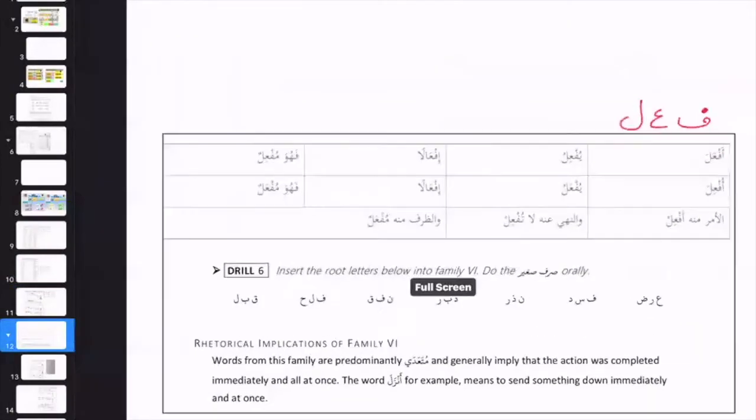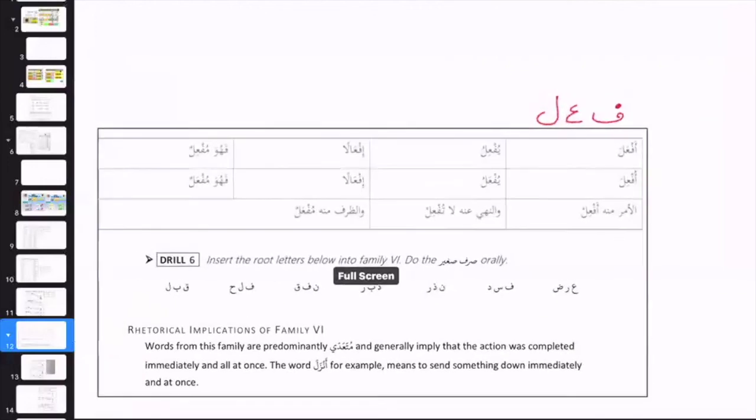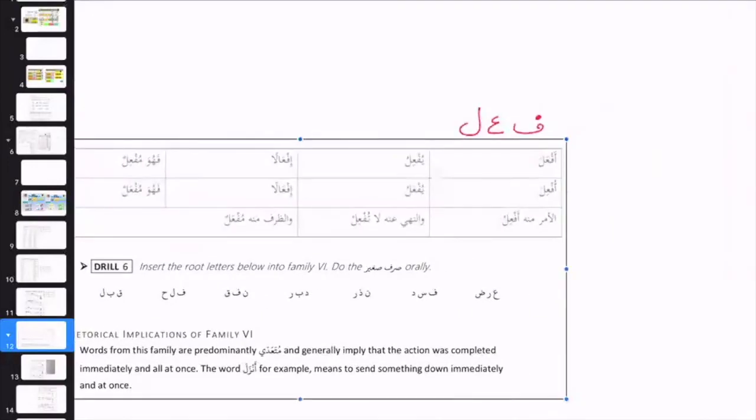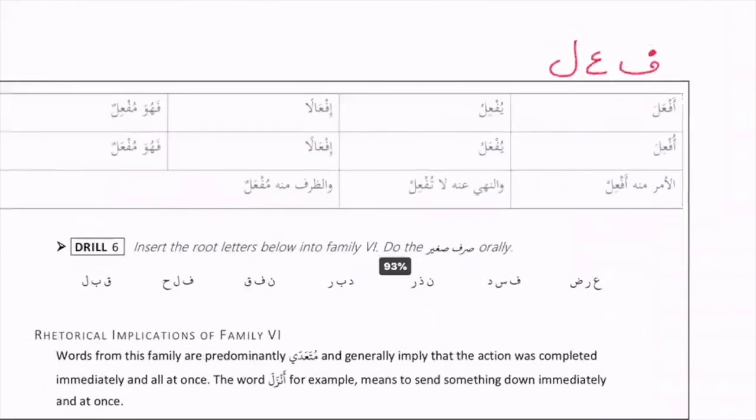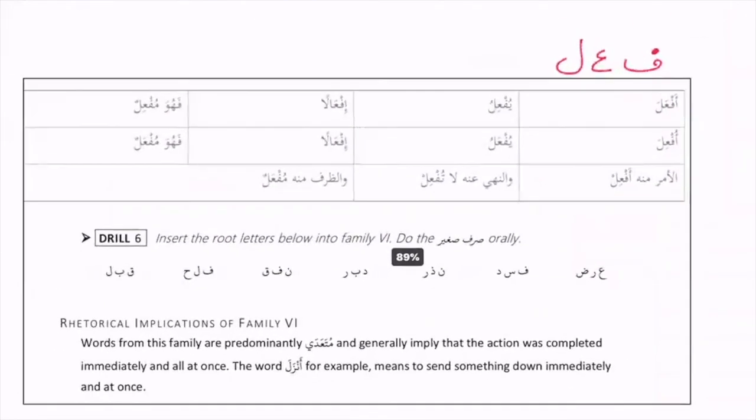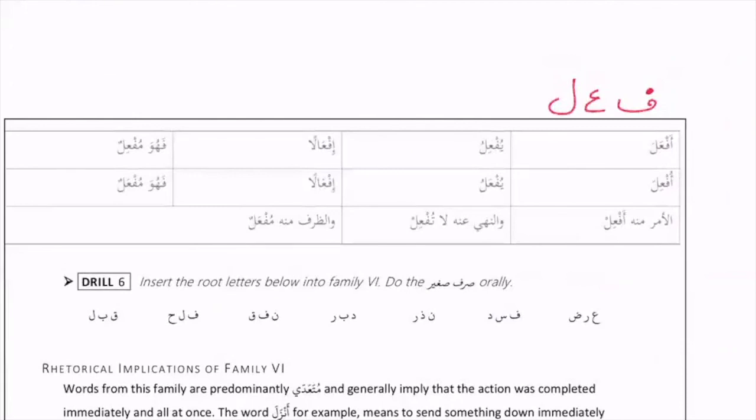Okay, then if we bring this family to our fa'in lam kalma, right? So this is af'ala. Af'ala yuf'ilu if'alan fahuwa muf'ilun. Ufu'ila yuf'alu if'alan fahuwa muf'alun. Al-amru minhu af'il wa nahi anhu la tuf'il wa zarfu minhu muf'alun. Okay, so this is how it's gonna go in fa'ala pattern.